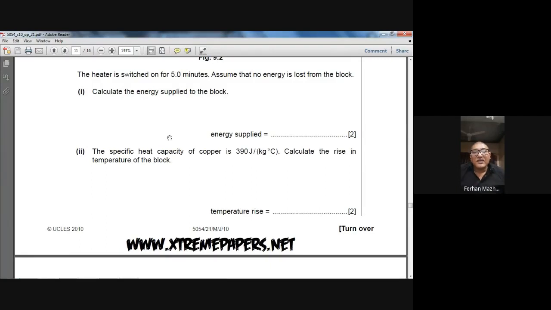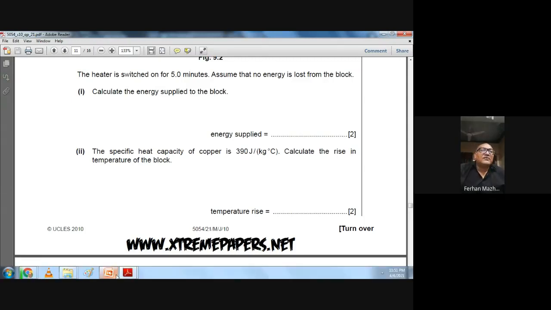When a change in the temperature is involved, the formula for the heat is mc delta theta. Heat is equal to mc delta theta, where heat is the heat you supplied, m is the mass of the body, which is 1.8 kg, c is the specific heat capacity of this block, that's 390 joules per kg per degree centigrade, and delta theta means change in the temperature, and that is the question.